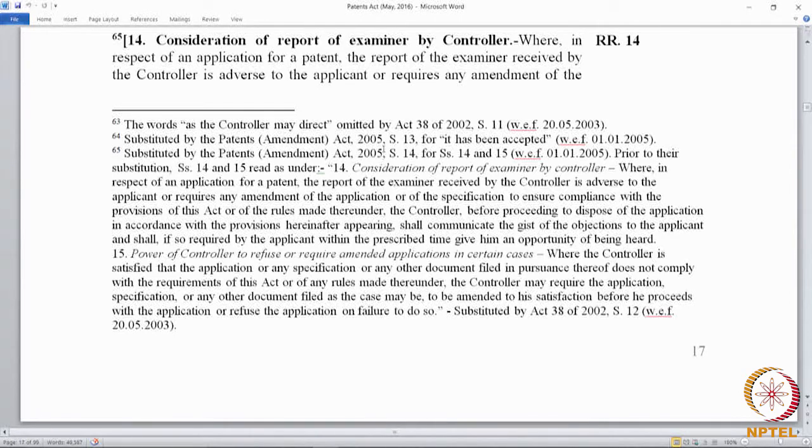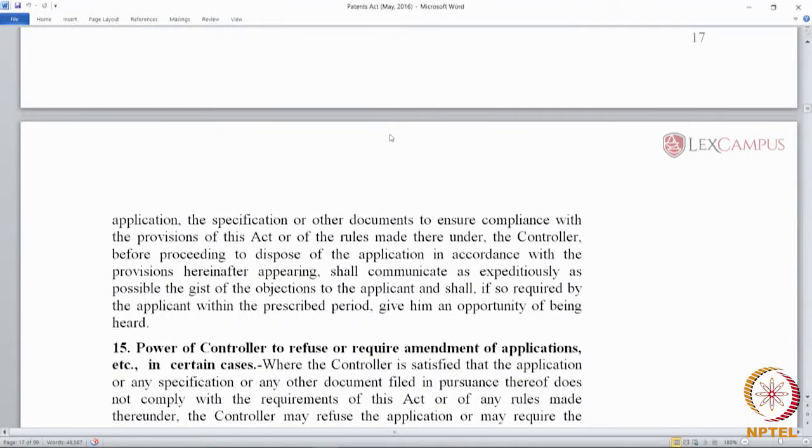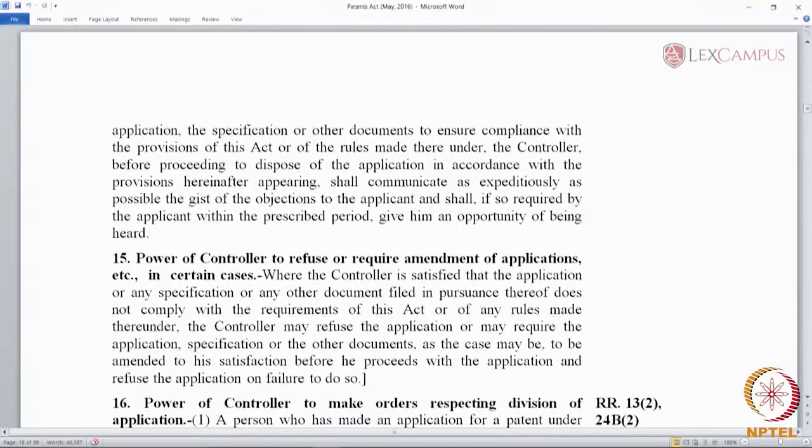Either the report says something adverse against the applicant, or it requires that the specification and other documents filed need amendment to comply with the Act. Now, under section 14, once the report is adverse or the examiner has indicated certain amendments need to be made, before proceeding to dispose of the application, the controller shall, one, communicate the gist of the objections and, if the applicant so requires, give the applicant a hearing.